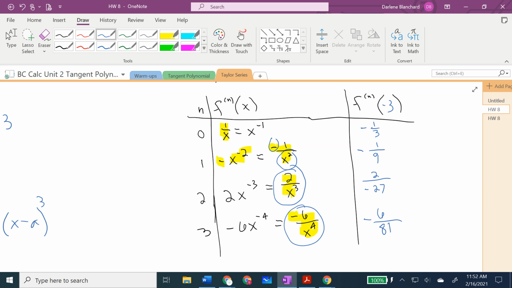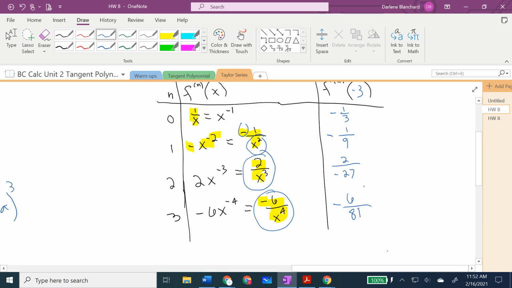Now, you're going to want to write the simplified version. So maybe you want to simplify as you are moving along. Maybe you don't. I'll simplify right now. I can divide by 3. And sometimes this does happen where a couple of them in a row are the same answer, negative 2 over 27. It's going to be different on the next one.